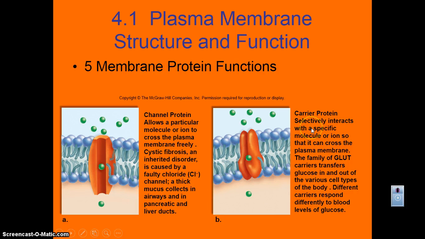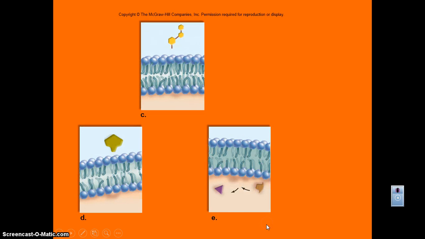Carrier proteins selectively interact with a specific molecule so it can cross the membrane faster. So glucose, for example, is a pretty big molecule. If we want to get it into the cell for energy, then it's going to happen through this carrier protein that's selective just for glucose.